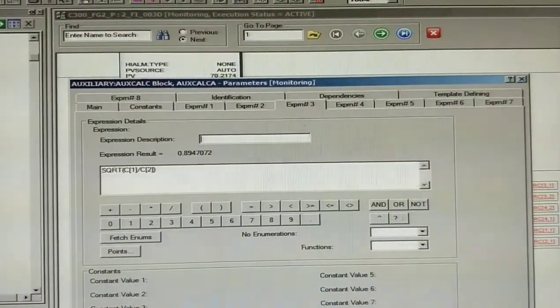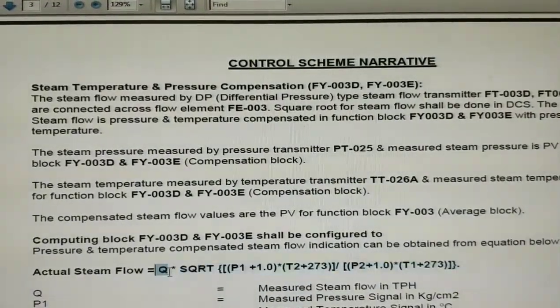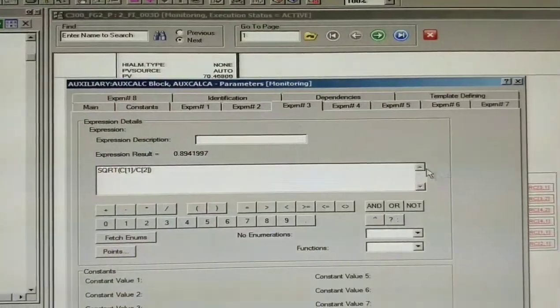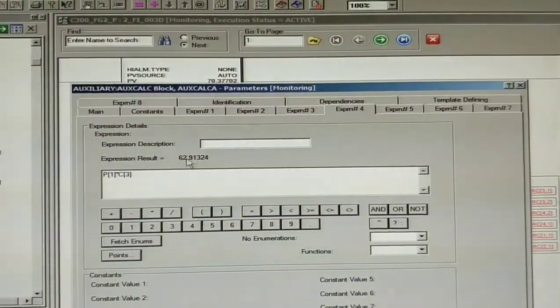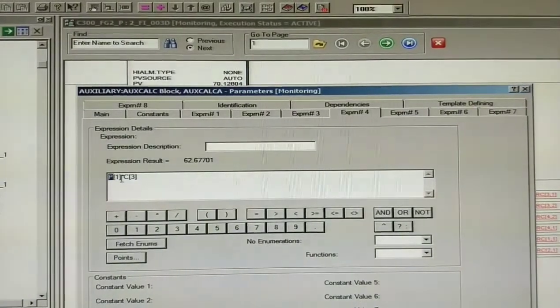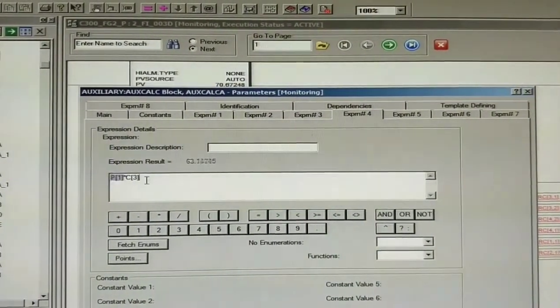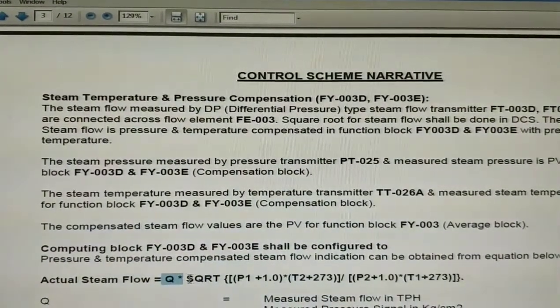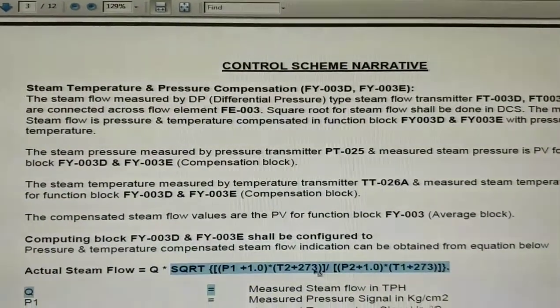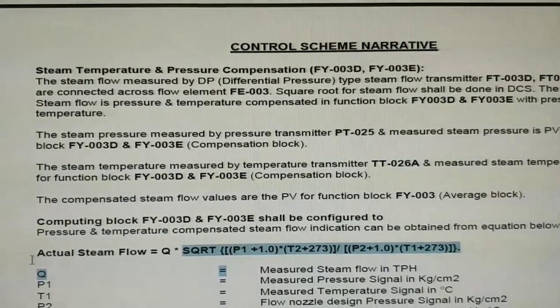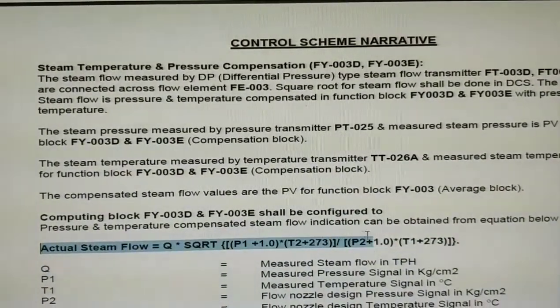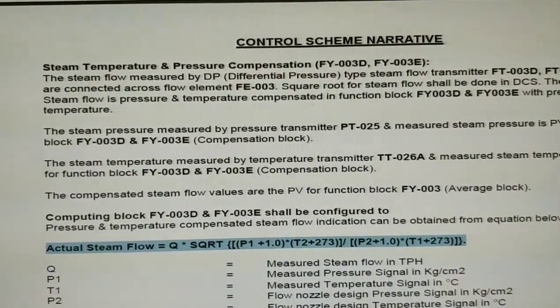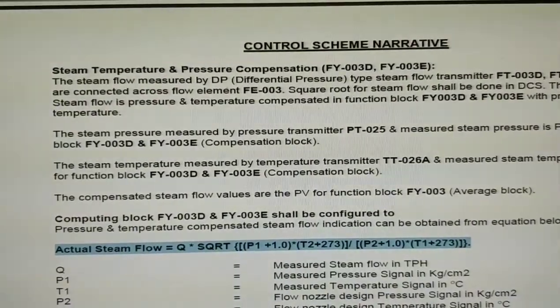Now it must be multiplied with the raw steam flow. So it has been done in Q4. P1 is the raw steam flow multiplied by this C3. C3 is the compensation formula, the square root of this whole formula. In this way we are obtaining the actual steam flow from live pressure and live temperature.